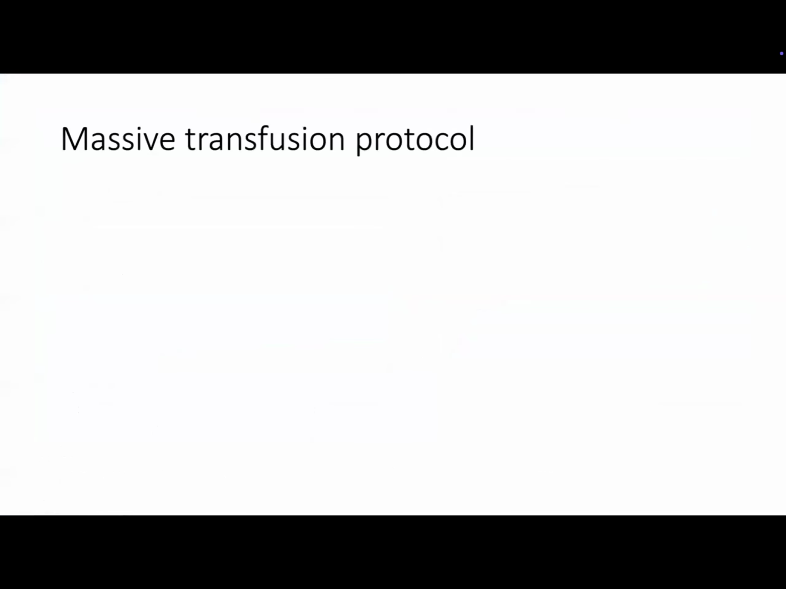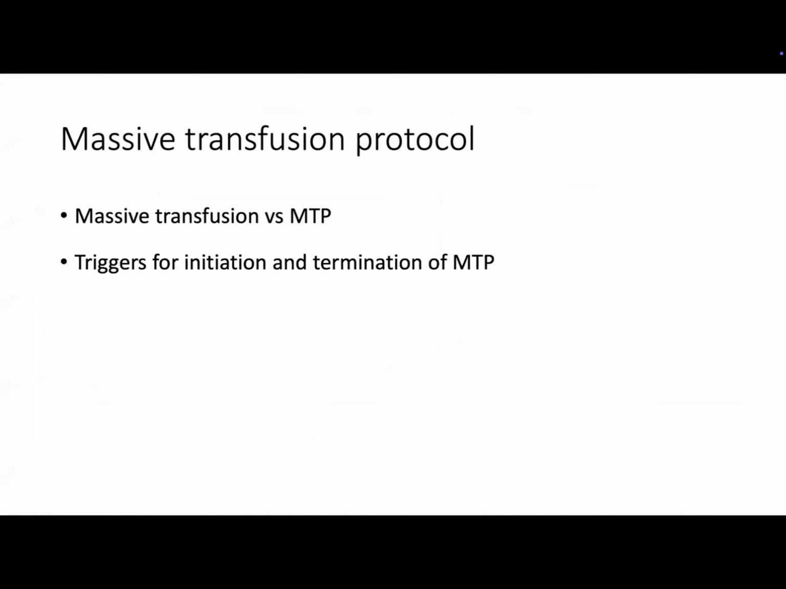So what is massive transfusion protocol? First we need to understand massive transfusion versus massive transfusion protocol. Massive transfusion is just a random definition of giving so many blood products in 24 hours or 3 hours or 1 hour, whatever it is. Doesn't matter to us clinically, it's a retrospective definition, prospectively nothing for us. So what is massive transfusion protocol? It's an institutionalized protocol where we have a certain trigger of initiation and certain trigger for termination. So when a patient comes to us with so much bleeding, we activate based on an institutionalized protocol.